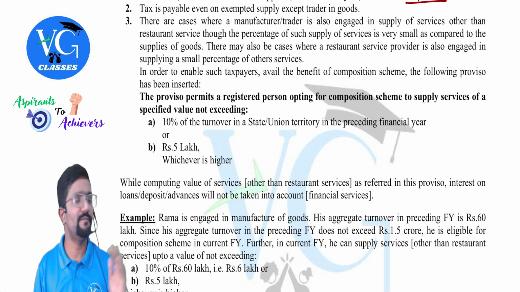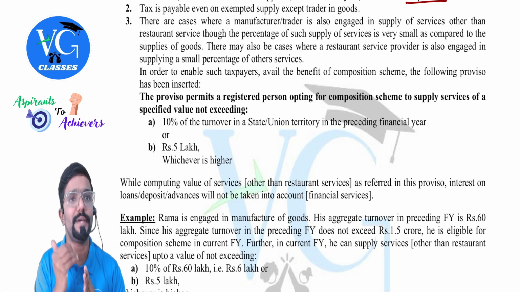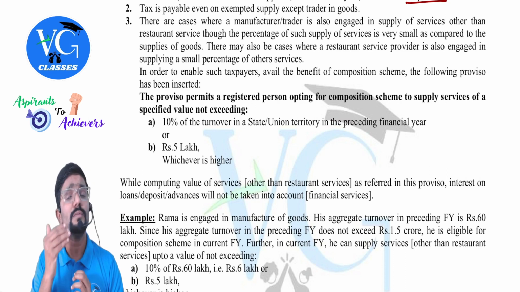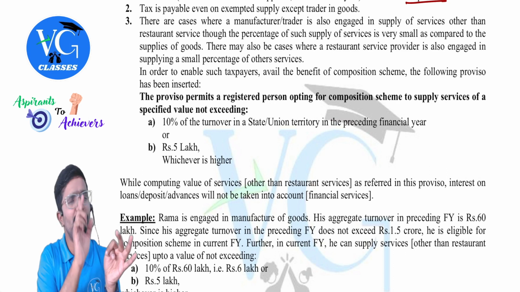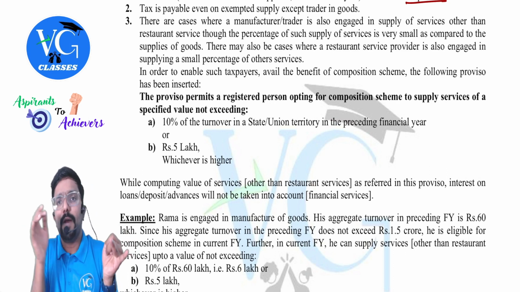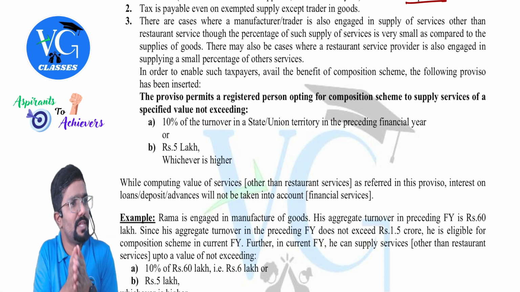They're telling minimum 5 lakh. Guys, listen here. This is over and above RTM. For example, sir, I am engaged in RTM. Along with that, I want to provide one more service, sir, which is not restaurant. Can I bring that also under this?